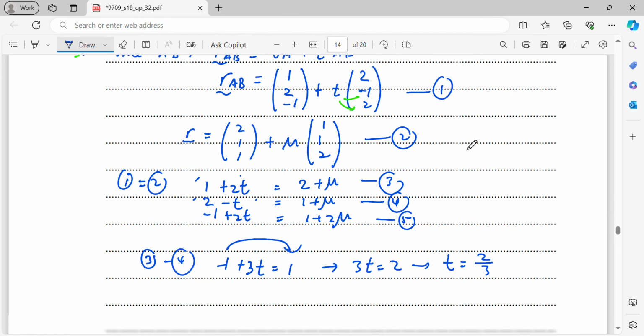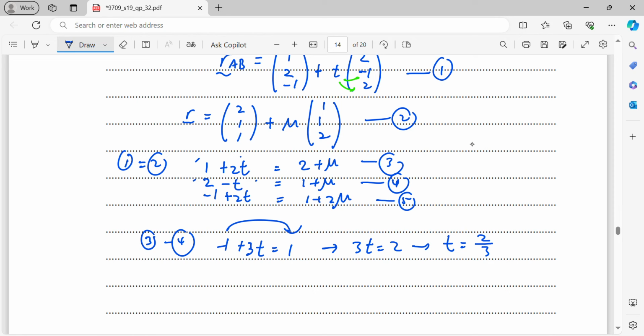Okay, so now, because I'm solving this t using third and fourth, that means to solve the mu, I have to use back third or fourth equation. So I will substitute into fourth equation to get the mu. So 2 minus 2 over 3 equals to 1 plus mu. That means 4 over 3 minus 1 equals to mu. Therefore, my mu is going to be 1 over 3.